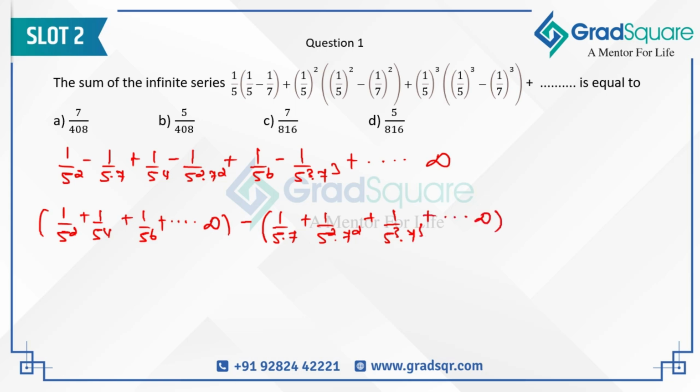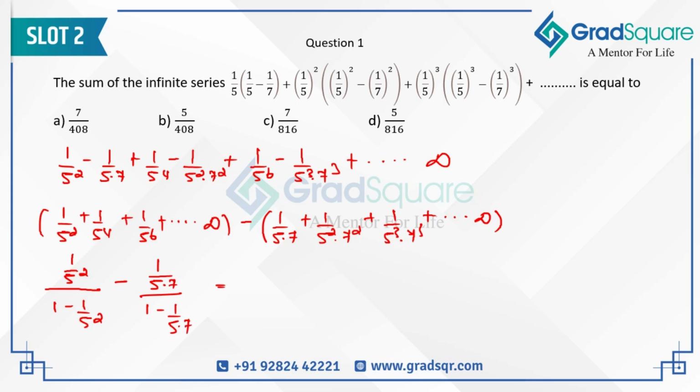So we have the formula for calculating the sum of an infinite GP as a divided by 1 minus r. So a is going to be 1/5² here, r is also 1/5². Minus, the first term is 1/(5·7), r is also 1/(5·7).